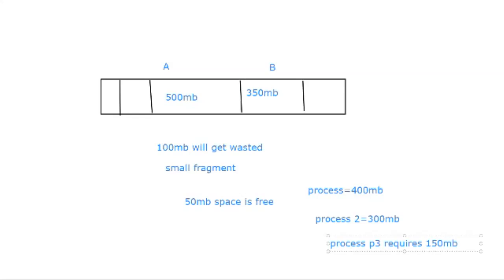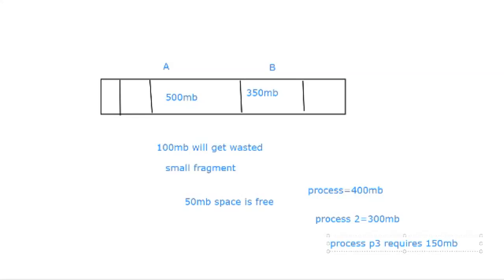But try to understand the problem, all of you. 150 MB space is available. Some part is in A and some part is in B. But contiguously 150 MB is not available. So there is an error.